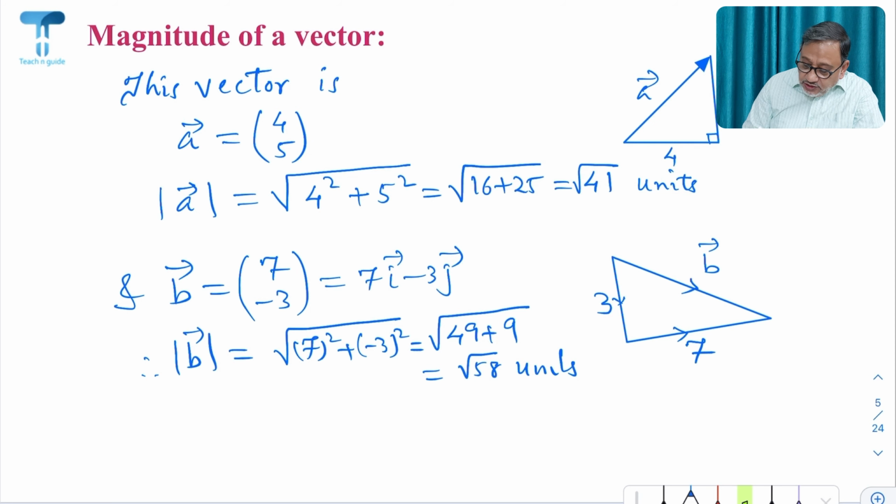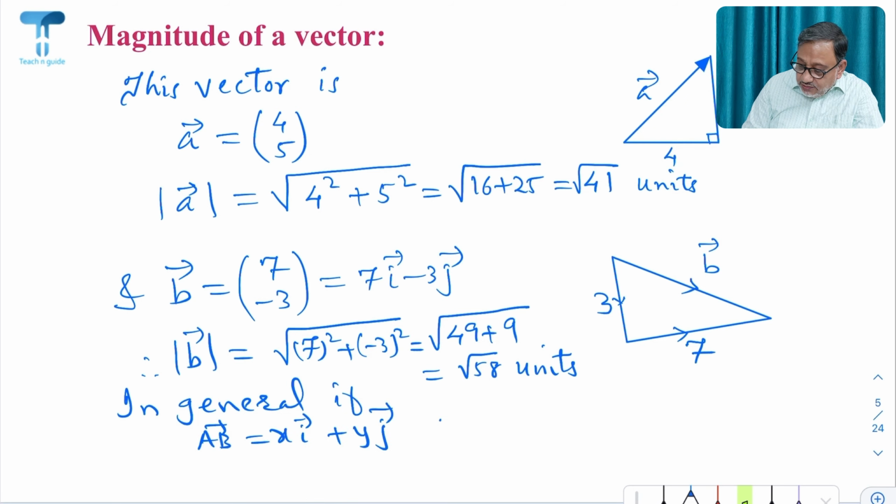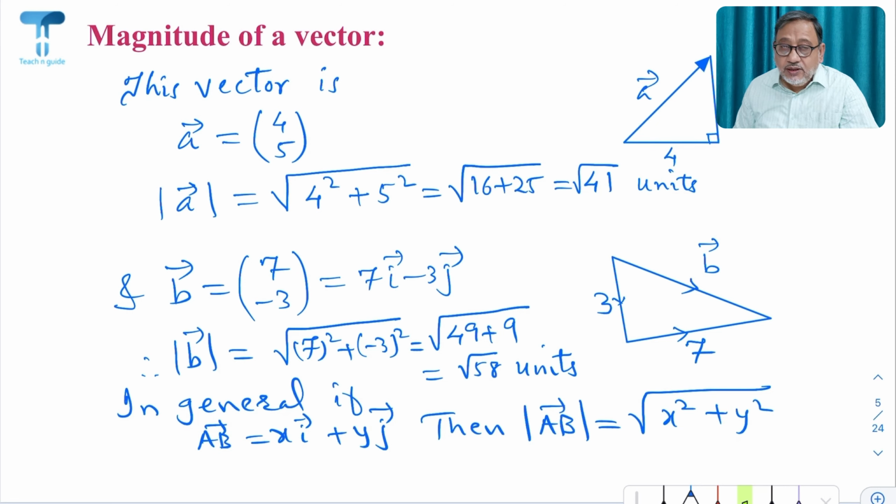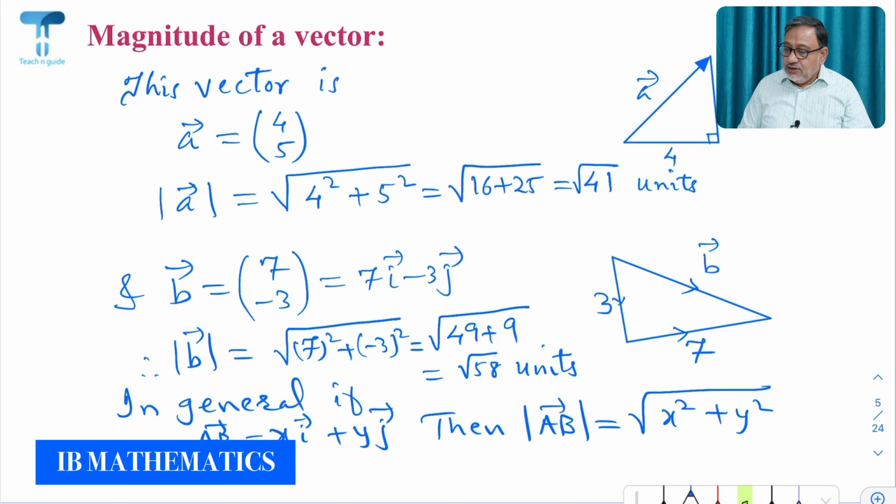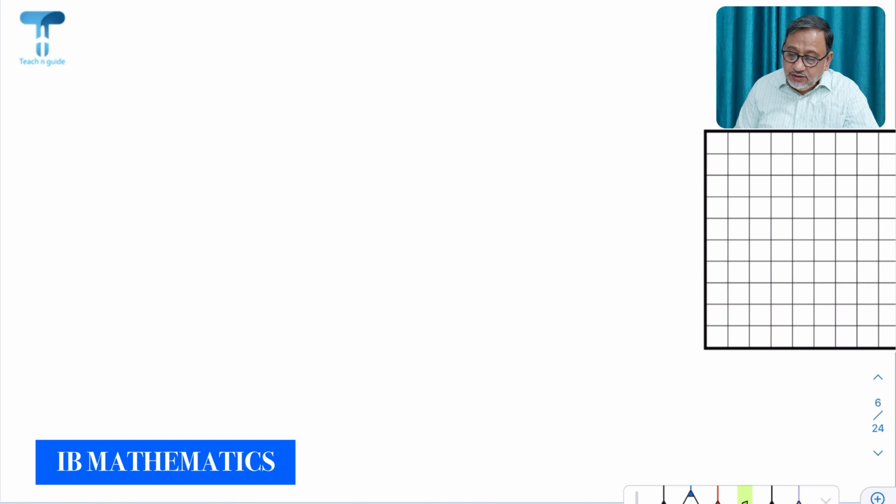Okay, so in general, if AB is equal to xi plus yj, then magnitude of AB will be given by square root of x square plus y square. Okay, so I hope you understood how to find the magnitude of a vector.